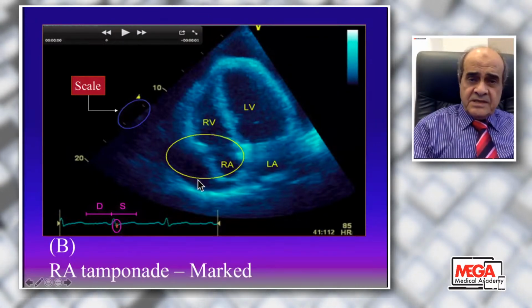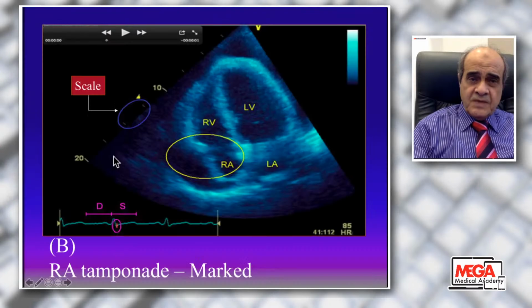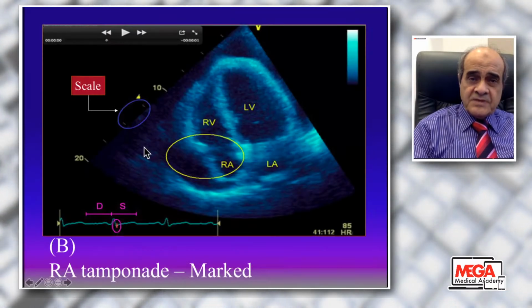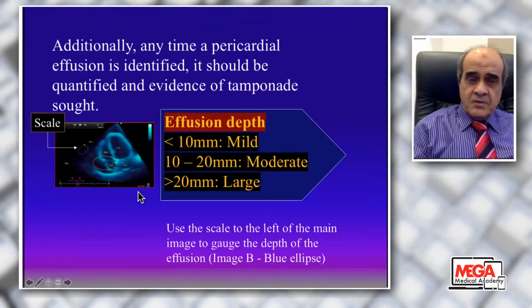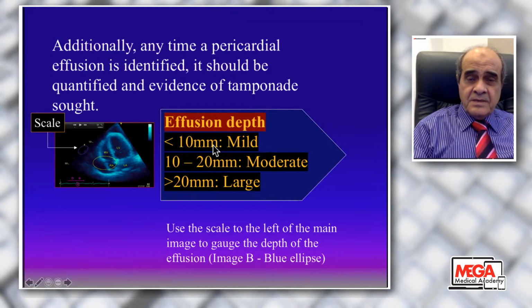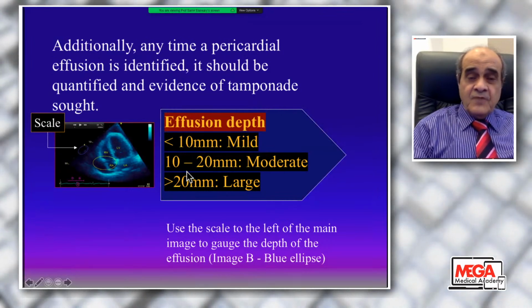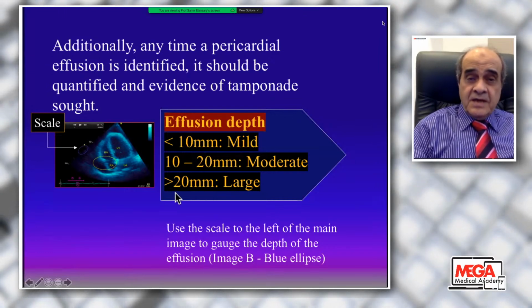And see here, I think it is more clear here, the right atrium is more compressed in this view, and this scale gives you the dimensions of pericardial effusions, how severe or mild it is. If it is less than 10 millimeters, it is mild. From 10 to 20, it is a moderate effusion. More than 20 is a large effusion.